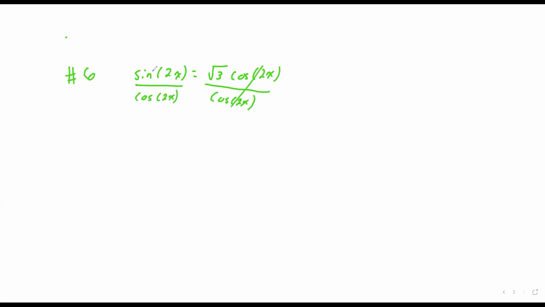The reason I would do this is because sine 2x divided by cosine 2x, using the quotient identity, is the same thing as tangent of 2x equal to the square root of 3. Actually, I don't even want to use the double angle at this point. What I can do is say, all right, tangent equals the square root of 3, where on the unit circle?